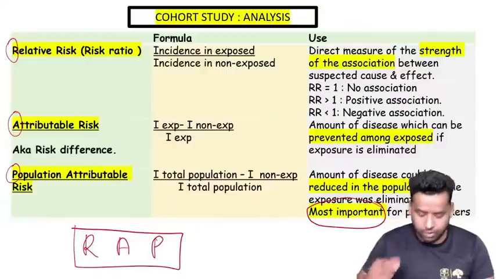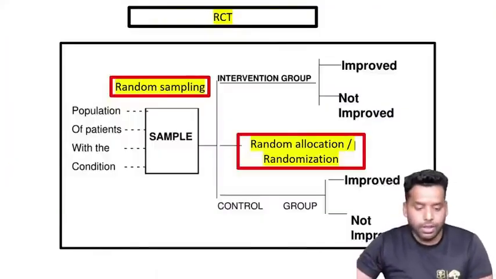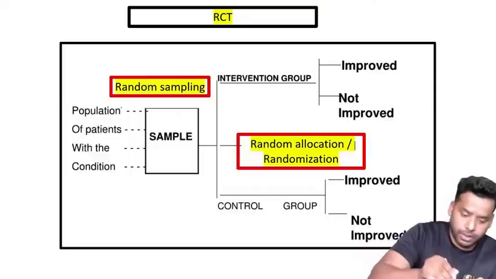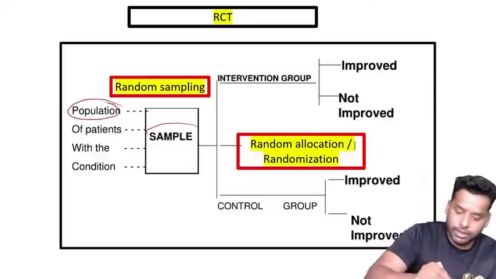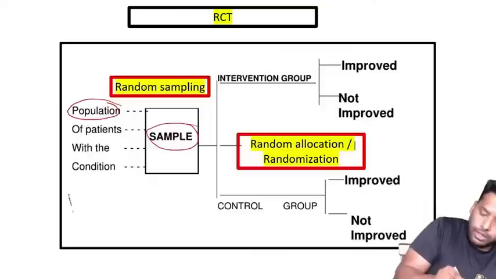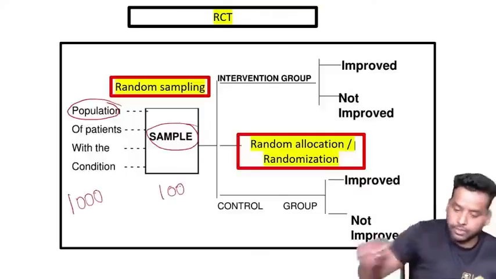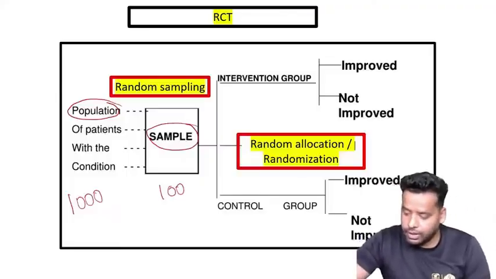Wrap. Yo. Next, listen. RCT. Population. This is the word reference population. Out of that, we are taking a sample. Out of 1000 patients, 100 patients are selected for the study.